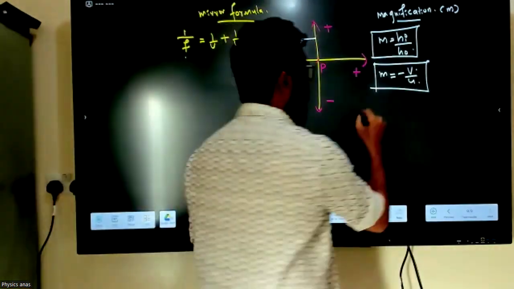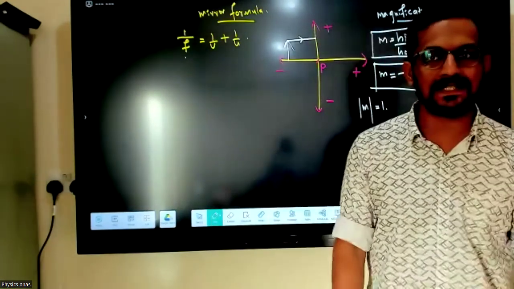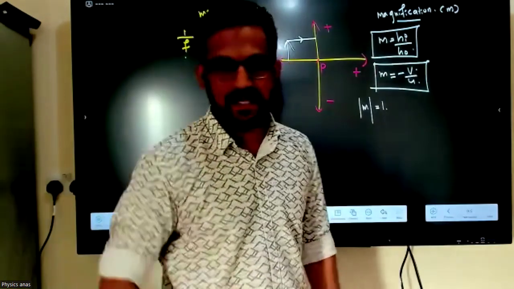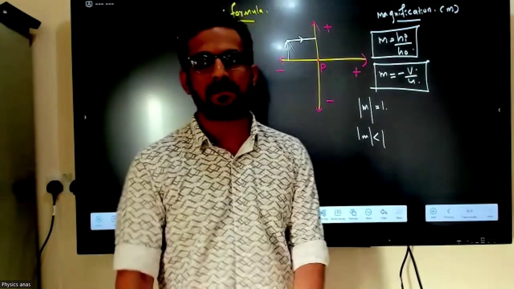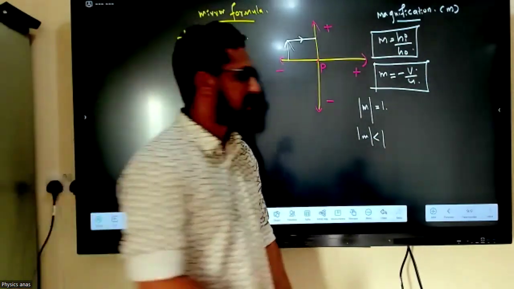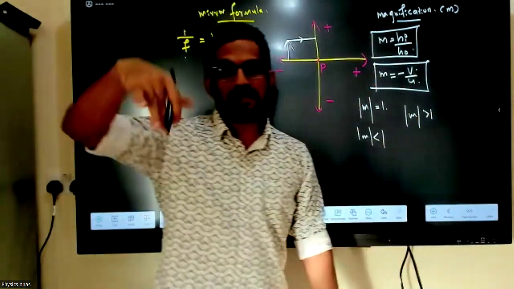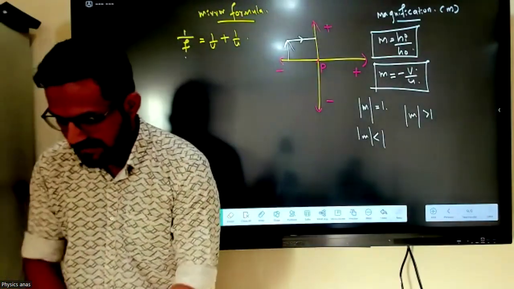If the magnitude of magnification is equal to 1, what is its meaning? The image is the same size as that of the object. If magnification is less than 1, what is the meaning of that? The image is smaller or diminished. If magnification is greater than 1, the image is enlarged. Right? Okay, then that's our idea.